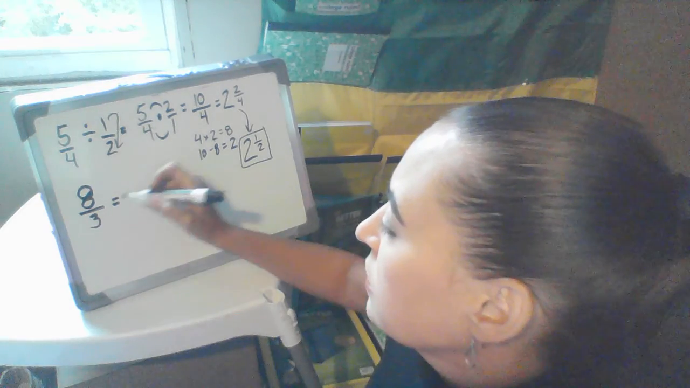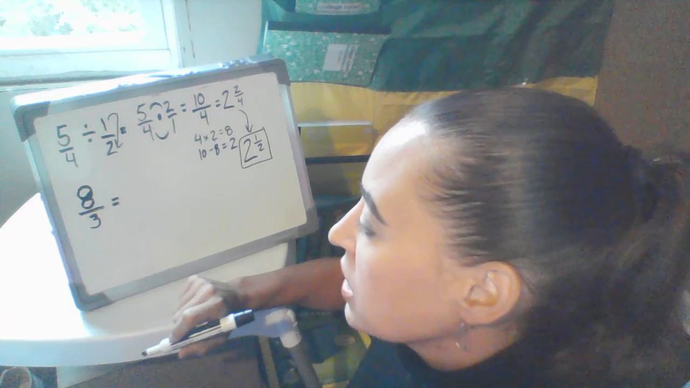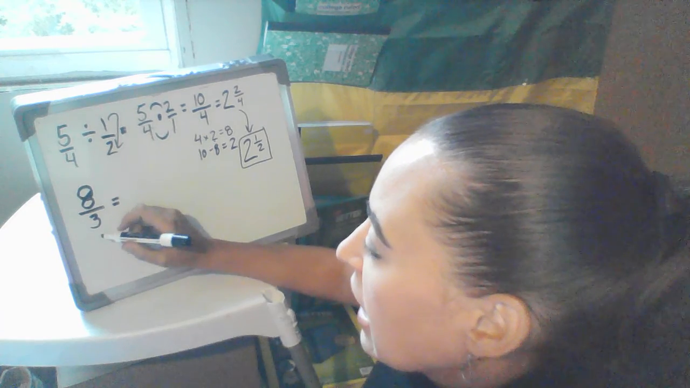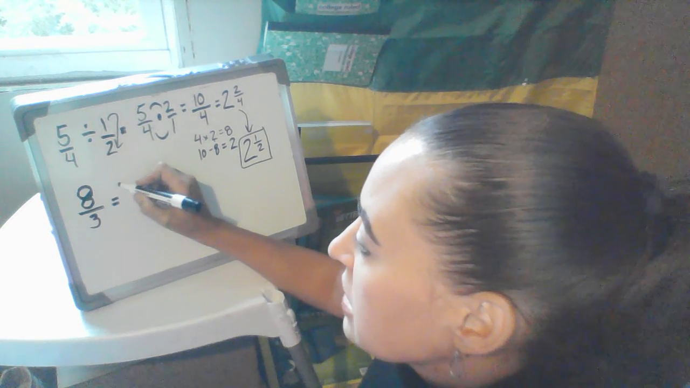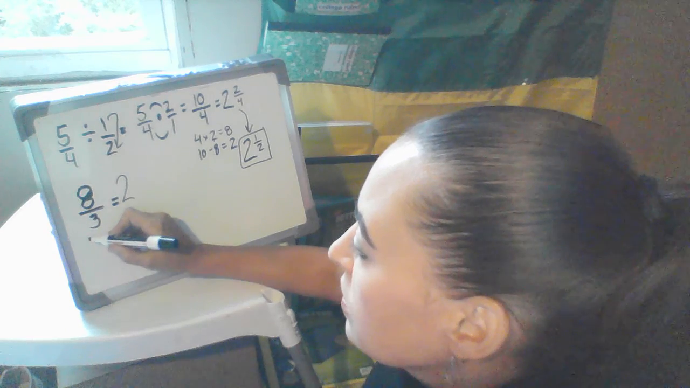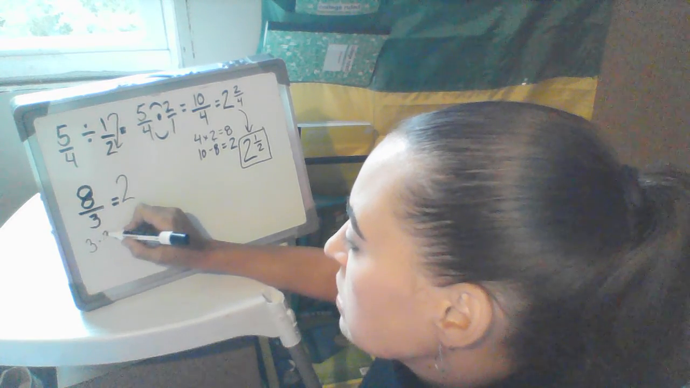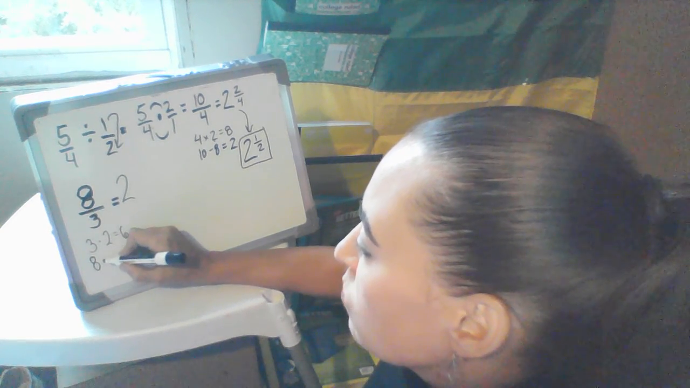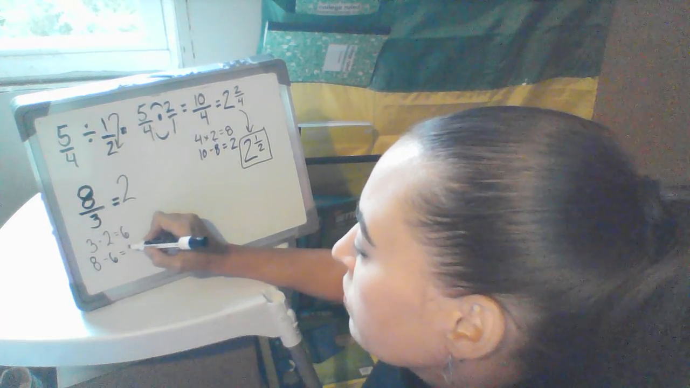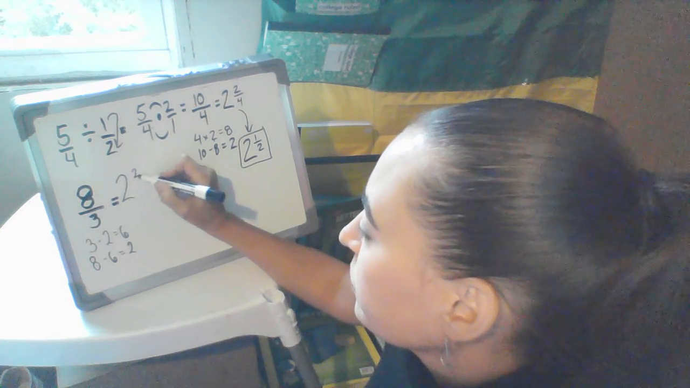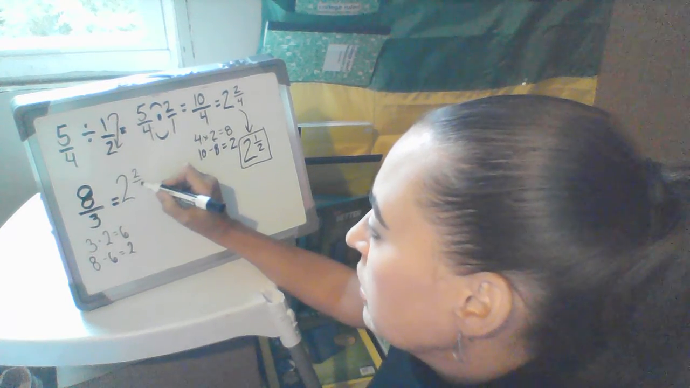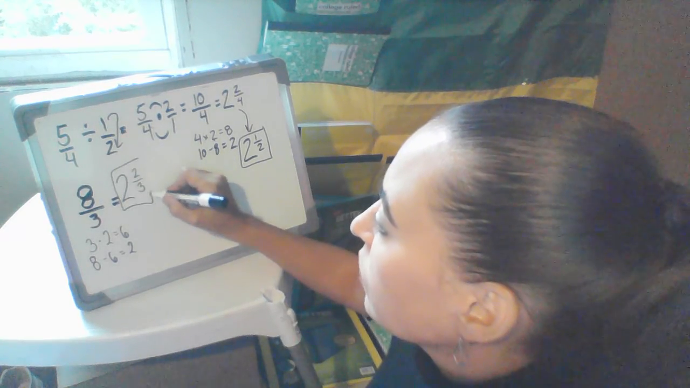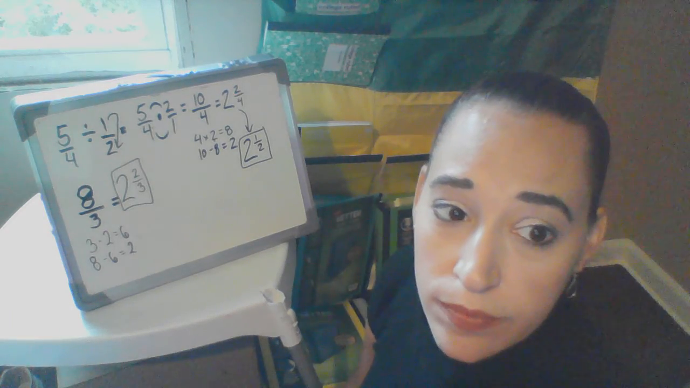This one we're just going to convert into a mixed number. So this one says, how many times does 3 go into 8? 3 goes into 8 two whole times, because 3 times 2 equals 6. So now 8 minus 6 gives me a remainder of 2, and the denominator stays the same, so it's over 3, and that's in the most simplified form.